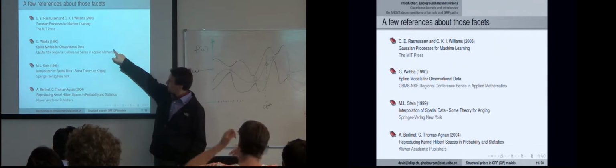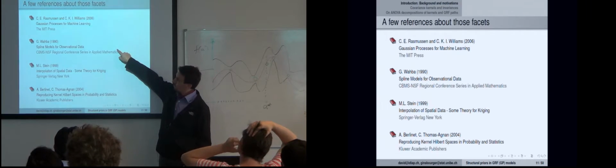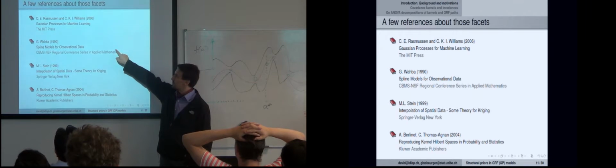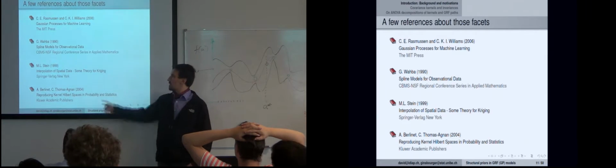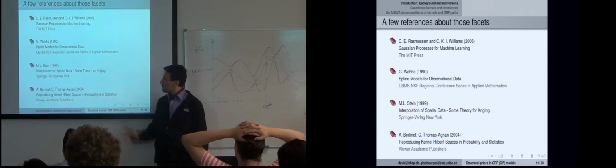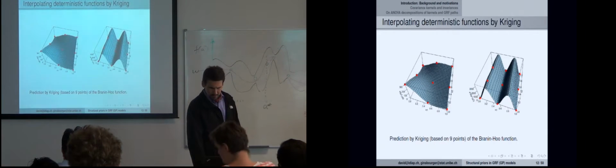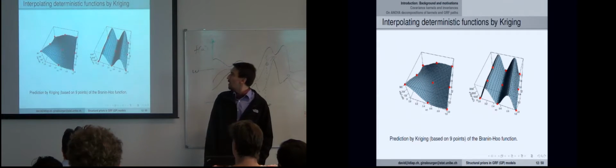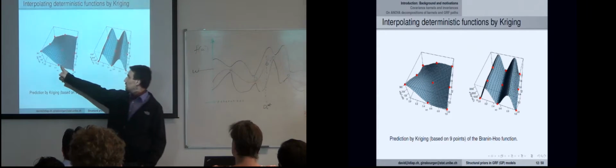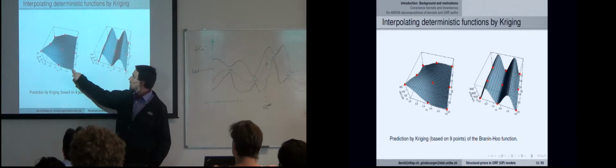Let me give you some references. Of course there is the book GPML. Here, for those who have interest in splines, and also there are many interesting things touching upon periodic kernels, for instance in Wahba. Stein is covering Kriging and giving also different viewpoints, and Berlinet and Thomas-Agnan is a very rich book about RKHS.